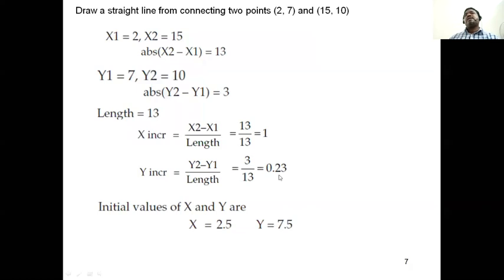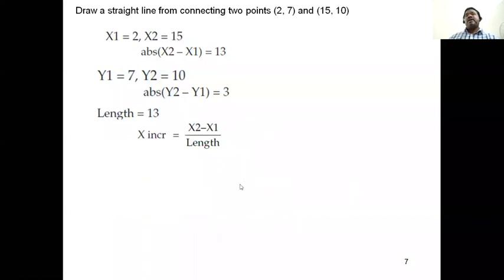Therefore, you can put it in a loop, for I is equal to 1 to length, which means 13 times this iteration will go on, and you keep on truncating the values. Finally, the intermediate pixels can be identified and you can generate a straight line. This is a very simple algorithm. There are more algorithms, and complicated algorithms are also available, but we are restricting our discussion to the DDA algorithm. Okay.